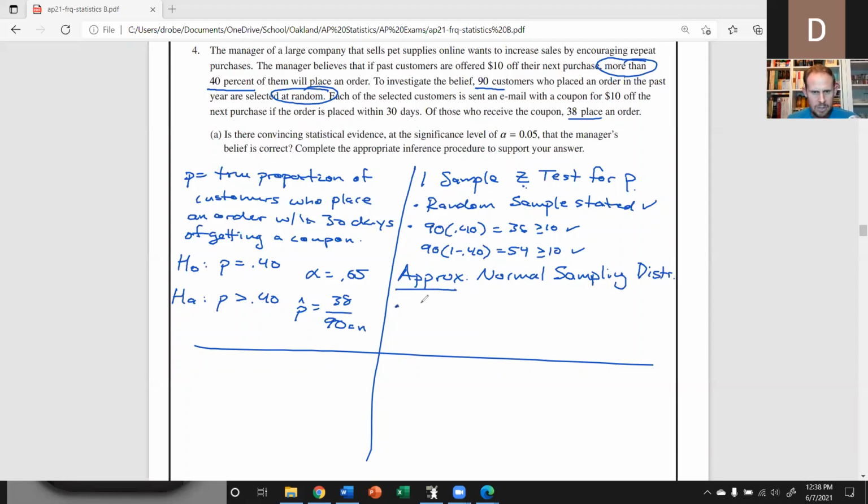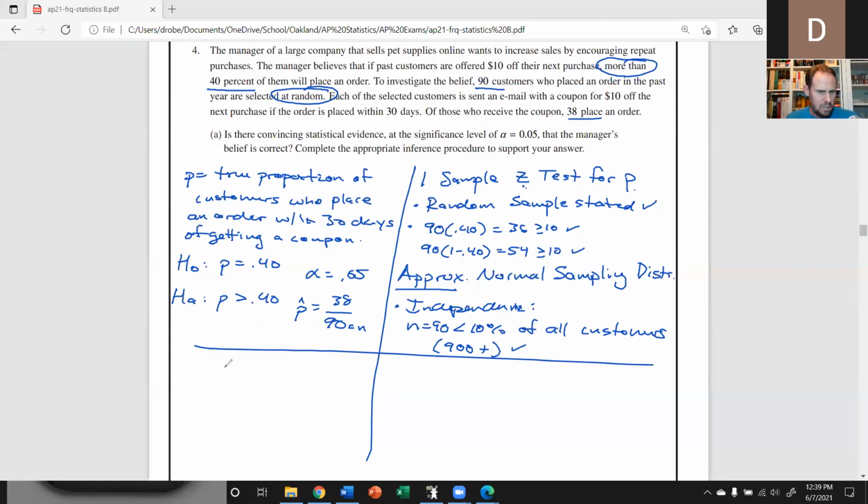All right, and then the last one, independence. So our n equals 90. Surely that's less than 10% of all customers. As long as there are more than 900 customers, we should be fine. Hopefully there are more than 900 customers to this store all time or in the last 30 days.